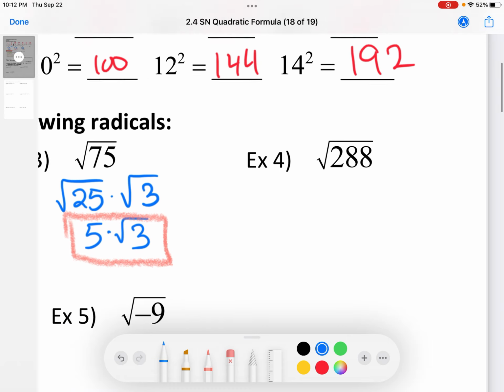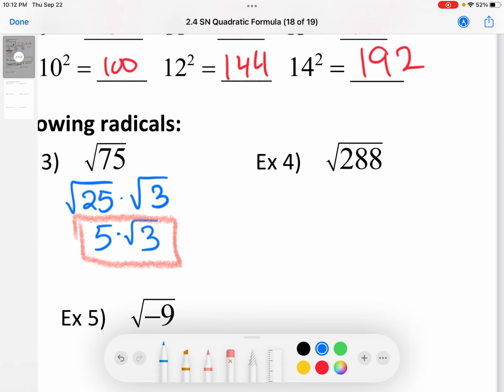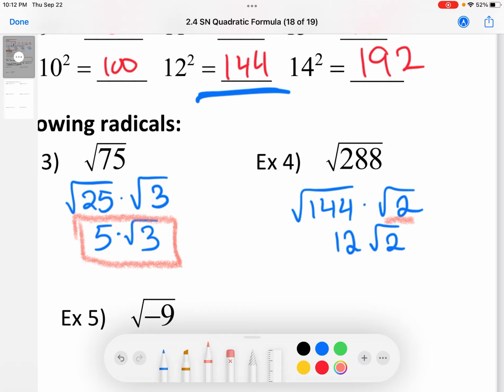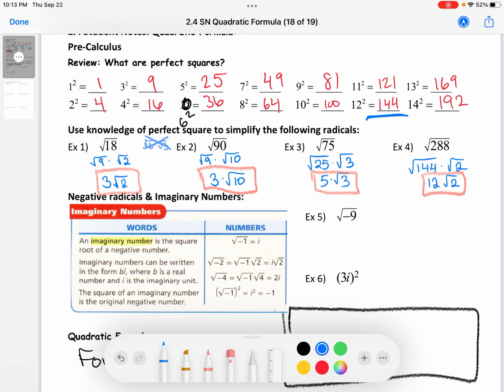Okay, example 4, 288, looks like a big, huge number until you realize that half of that is 144, and that's 12 squared. So this is square root of 144 times square root of 2. Square root of 144 is 12. Leave that 2 under the square root. 12 square root 2 is our simplified form. So notice in all of these that when we have the perfect square under the square root and we take the square root, the symbol disappears. We did the square root, so the symbol is not there anymore.